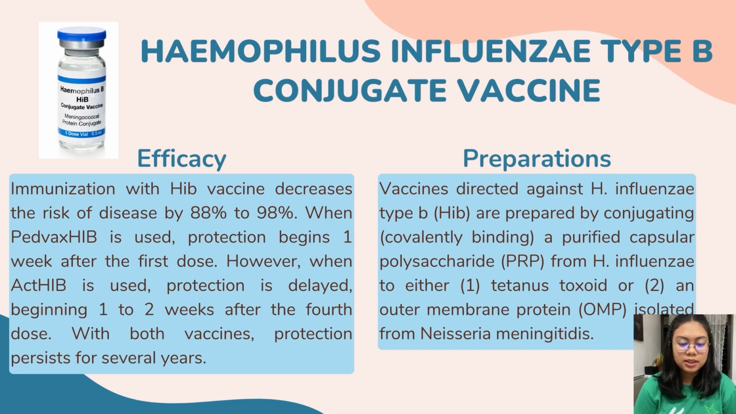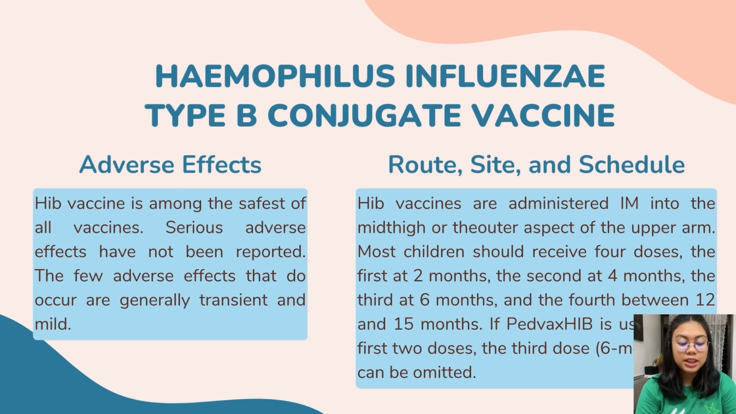Preparations: vaccines directed against H. influenzae type B are prepared by conjugating a purified capsular polysaccharide from H. influenzae to either tetanus toxoid or an outer membrane protein isolated from Neisseria meningitidis. Its adverse effects: it is among the safest of all vaccines. Serious adverse effects have not been reported. The few adverse effects that do occur are generally transient and mild.